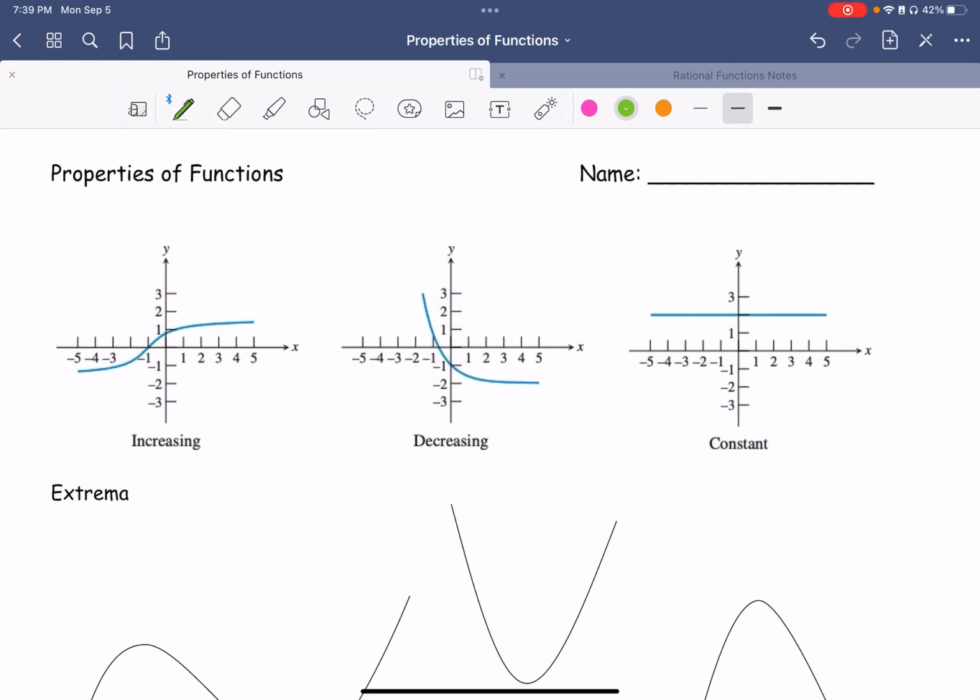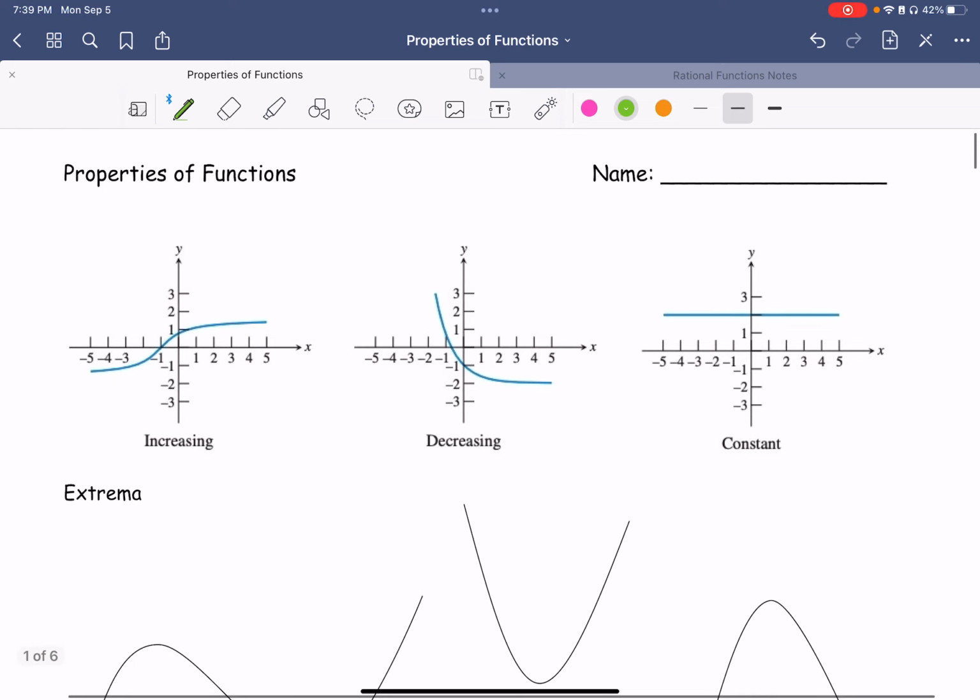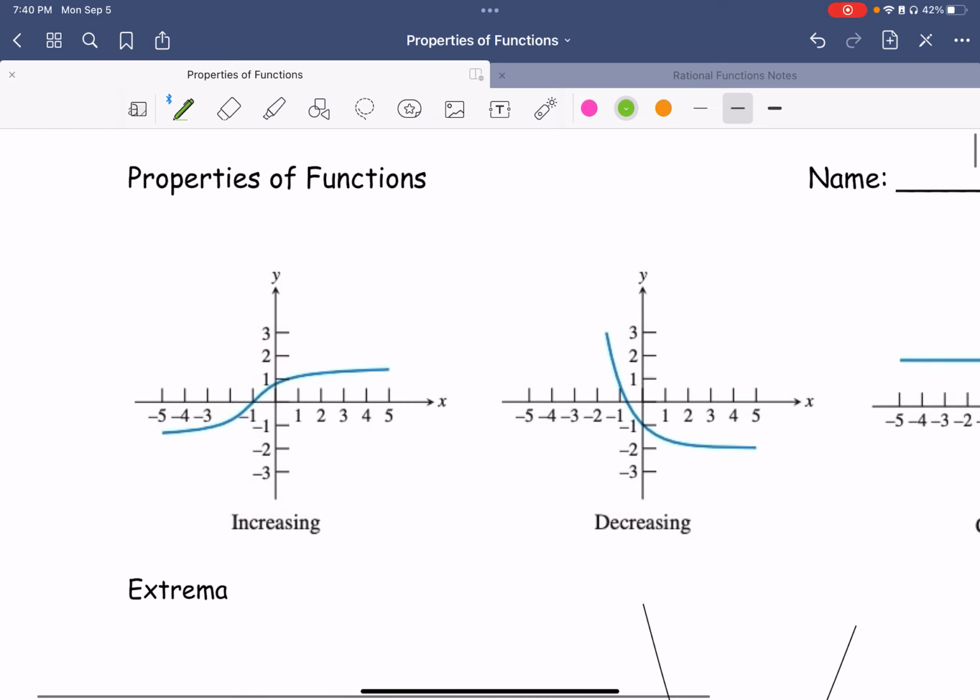Today we're going to be talking about properties of functions. As you can see on the screen, there are three different things we're going to be talking about at the beginning, which is increasing, decreasing, and constant. When you guys are doing this, make sure that you're reading the graphs from left to right. That's going to be very, very important. I'll write it here so that you don't forget. Read graphs from left to right.